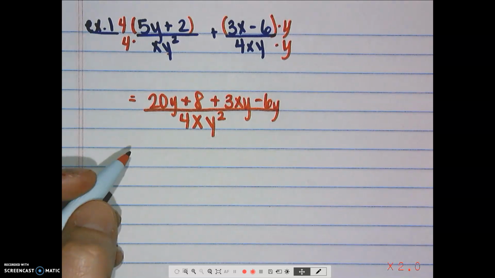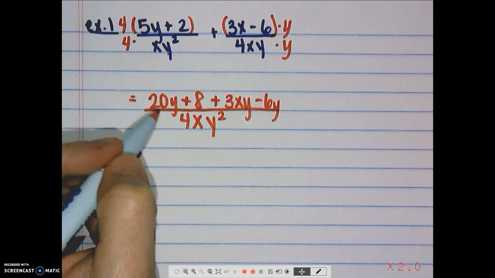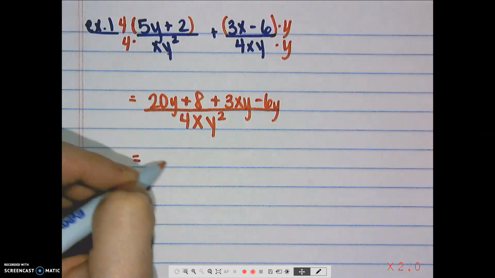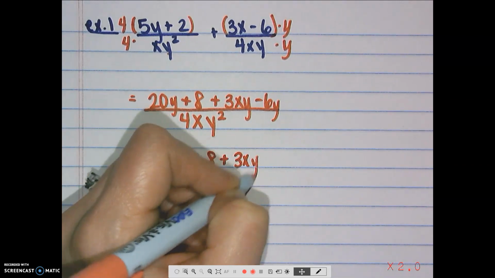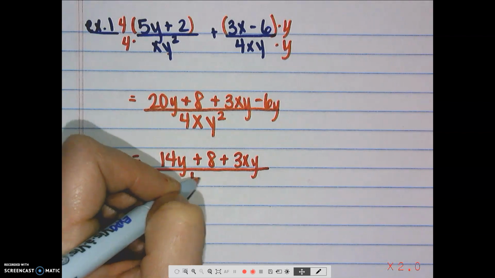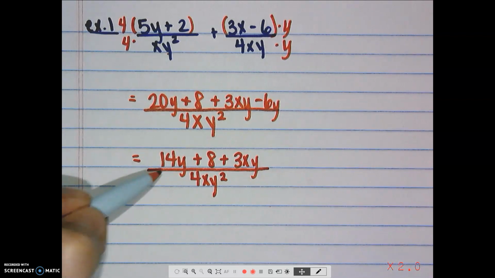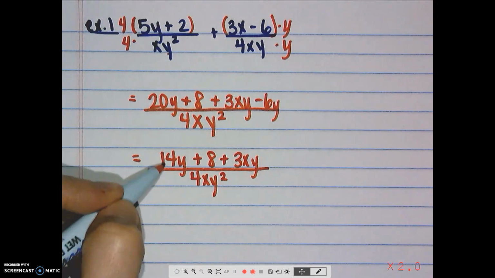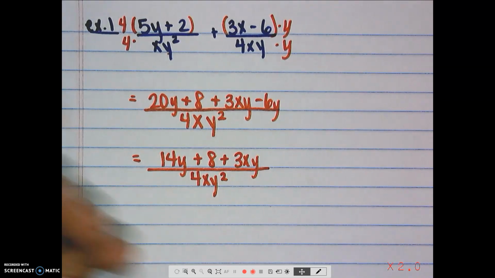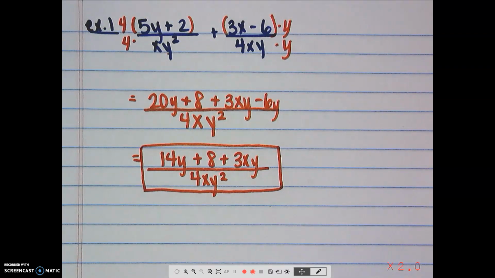Next thing is to combine like terms, whatever that means, in the numerator. So 20y minus 6y gives us 14y. The 8 and then the 3xy don't have anything to combine with. We still have our common denominator of 4xy squared. And then we're looking here, there's nothing that the numerator has in common. There's no GCF, and there's nothing to do in the denominator there at all. They all don't have a number in common either, which means that this is our answer. Okay, that's the sum, the answer to that addition question.